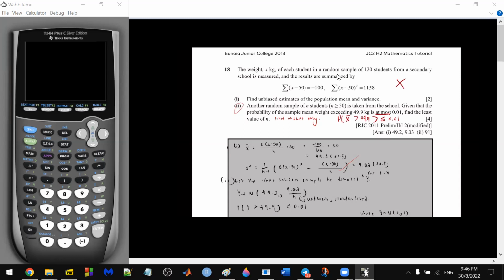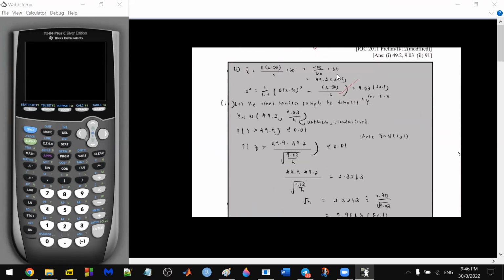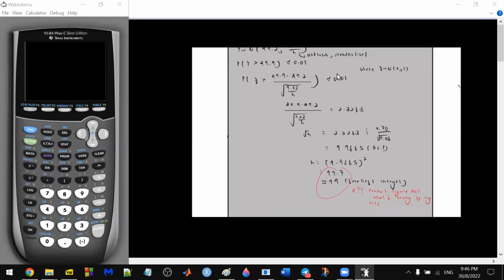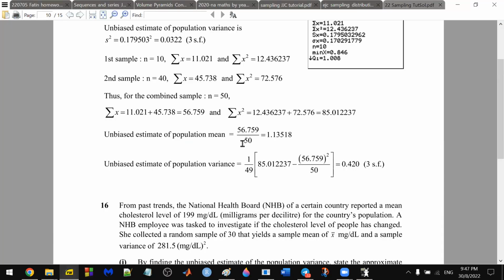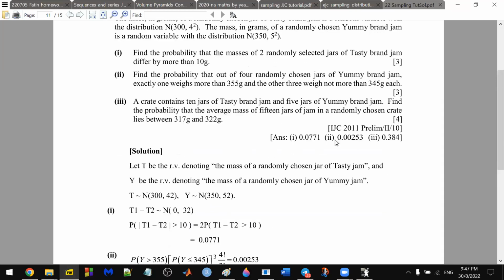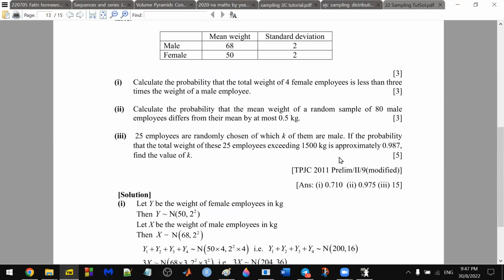Okay, final answer only. What does that mean? Like I see the solution, then my working looks the same. But then I try to key in, then I didn't get the correct answer. Okay, let's take a look at the solution. Can see the solution? Oh. Okay.